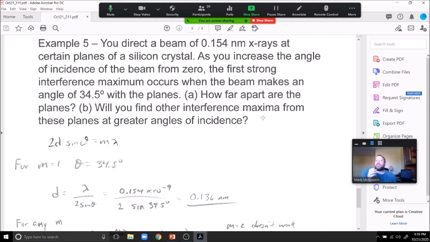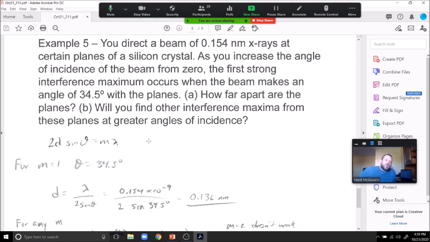All right, so we've got a 0.154 nanometer X-ray. We direct that at a silicon crystal. As you increase the angle of incidence of the beam from 0 to the first strong interference maximum, we had an angle of 34.5 degrees with the planes. How far apart are the planes? Will you find other interference maxima from these planes at greater distances?